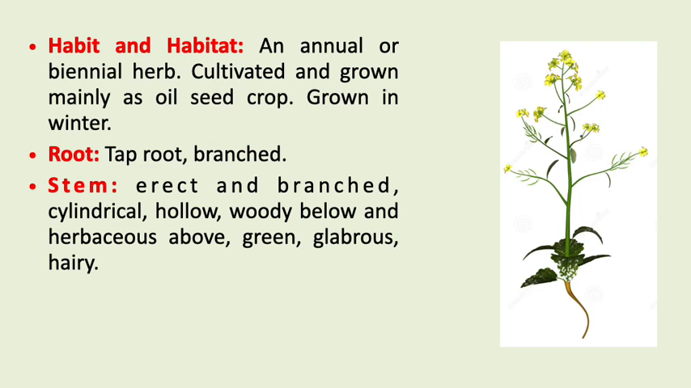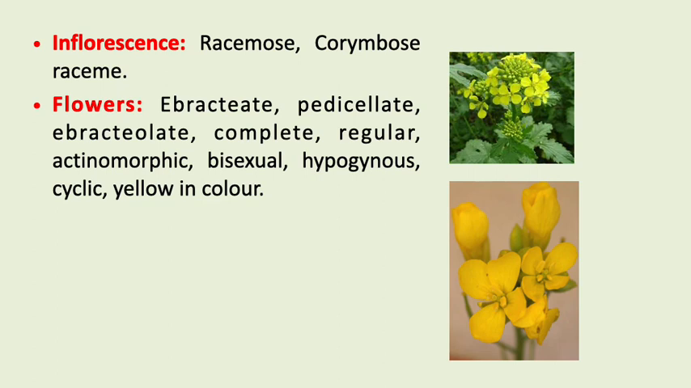Brassica. It is an annual or biennial herb cultivated and grown mainly as oilseed crop, grown in winter. Roots are taproot, branched. Stem is erect and branched, cylindrical, hollow, woody below and herbaceous above, green, glabrous, and hairy. Inflorescence is racemose, corymbose raceme.